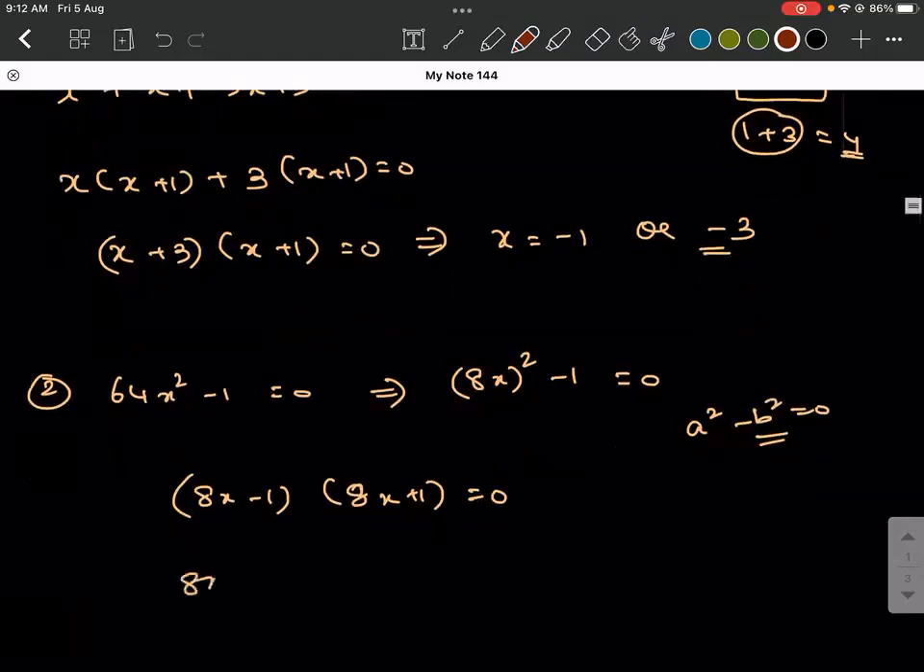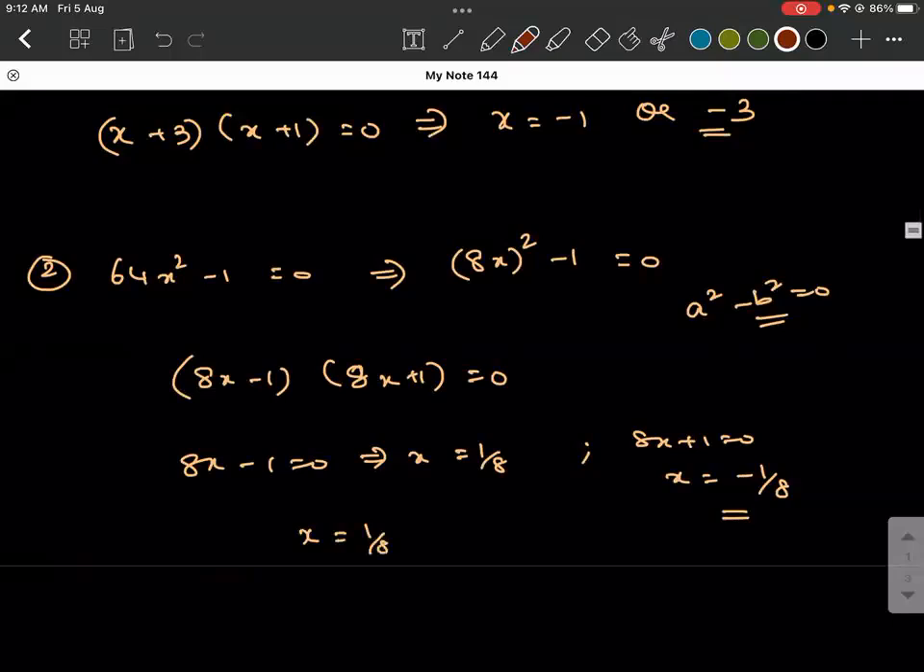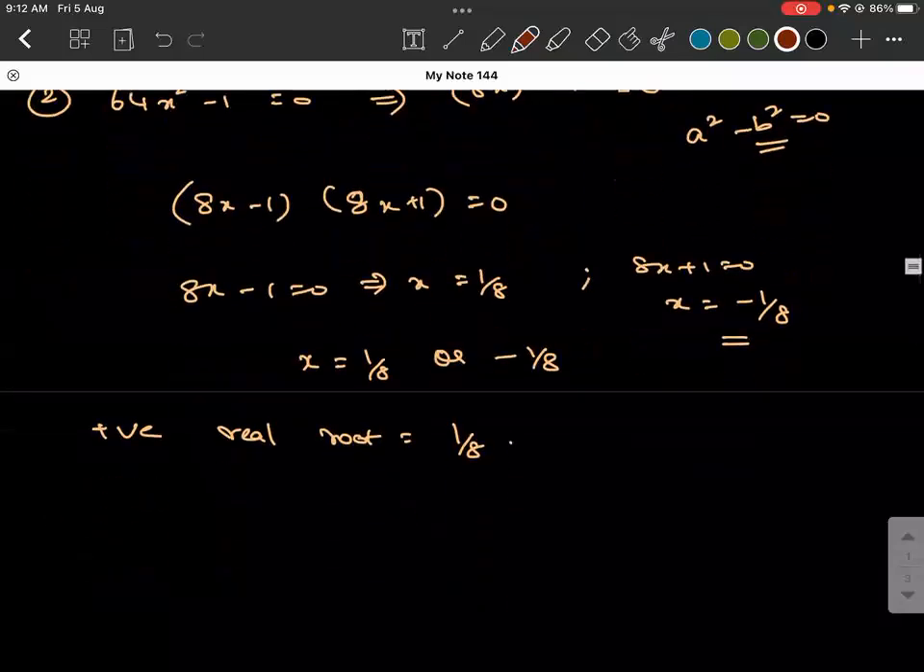So 8x minus 1 is 0 means x is equal to 1 by 8. 8x plus 1 is equal to 0 means x is equal to minus 1 by 8. So answer will be x is equal to 1 by 8 or minus 1 by 8. But what is the value they ask? Positive real root. So positive real root is 1 by 8. Okay.